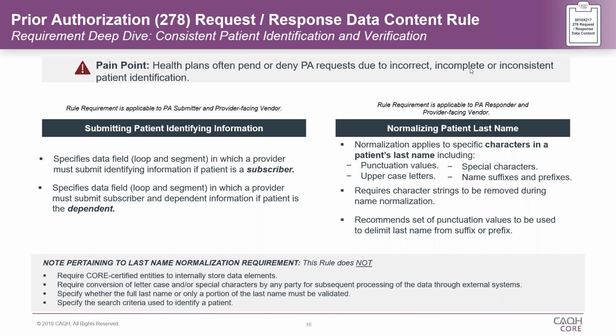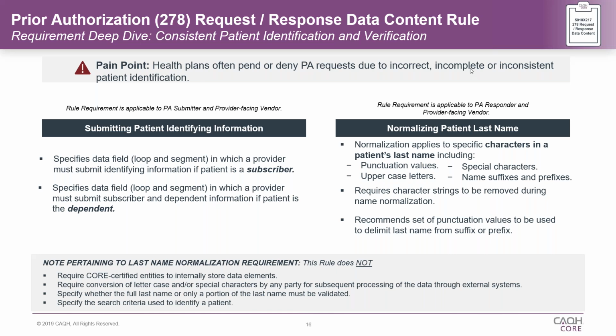On the bottom of the slide again, you'll see what is out of scope for this rule requirement. The requirement does not require CORE certified entities to internally store data elements, does not require the conversion of letter case and or special characters by any party for subsequent processing of the data through external systems. It does not specify whether the full last name or only a portion of the last name must be validated, and it does not specify the search criteria for the patient. We can move to slide 17.